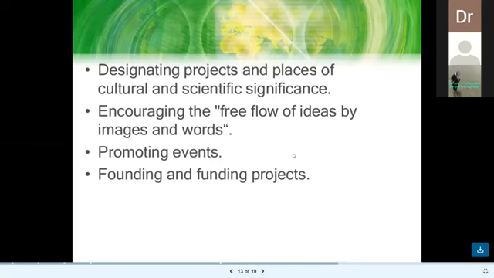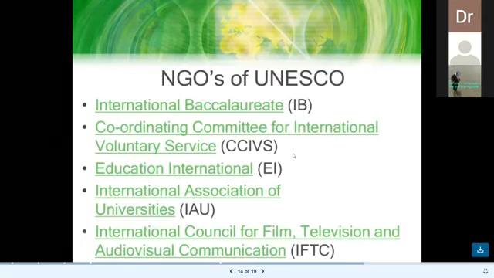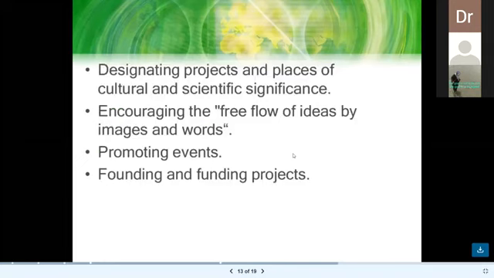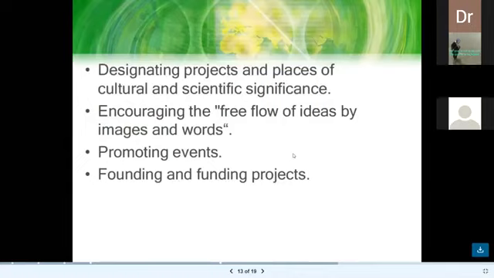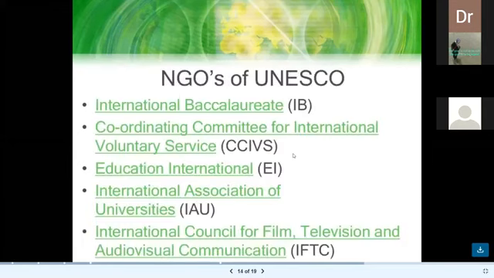So next one is the NGOs of UNESCO. First one is education. The main activities are supporting comparative education, providing educational leadership, and issuing public statements on public issues. Next is encouraging the free flow of ideas by images and words, and promoting events and funding projects.